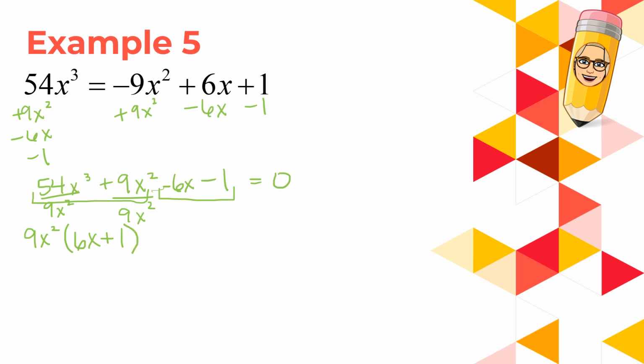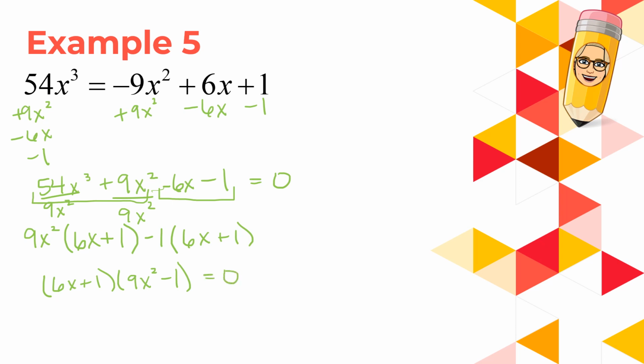Now notice this -6 is negative. The only thing they have in common is 1, so I got to take out a -1. We get 6x plus 1 then in parentheses. And again, that's what we wanted because we want our parentheses to be the same. Because once they're the same, then we take 6x plus 1 and then 9x squared minus 1. And that's now what equals 0. So now we have our 2 parentheses set equal to 0.